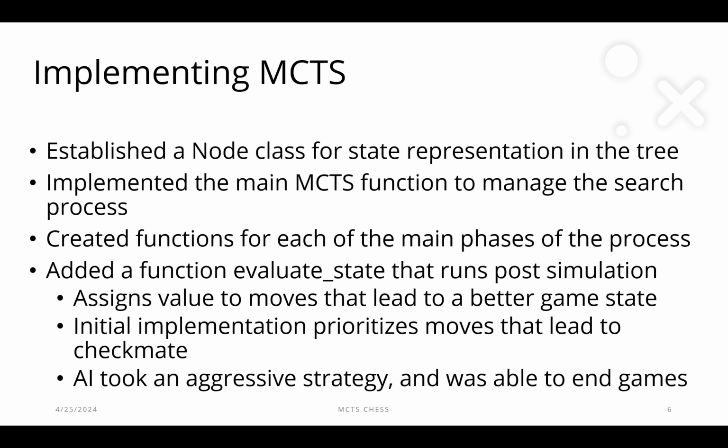Initial implementation prioritized moves that led to checkmate. By this I mean I literally just had to say, okay, checkmate is good and you should do anything to get there. It did not even care who was actually winning. Once I saw that the AI was able to actually end games, I then changed it to push for a win for itself, and it was actually still able to end games. It just took maybe double the move count.